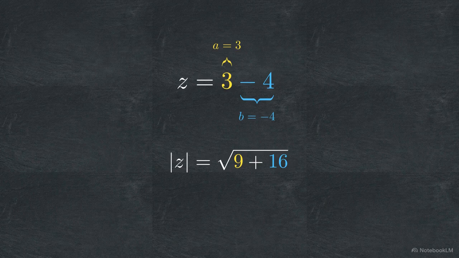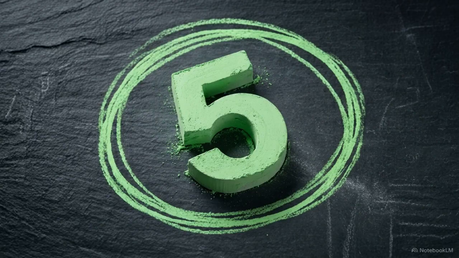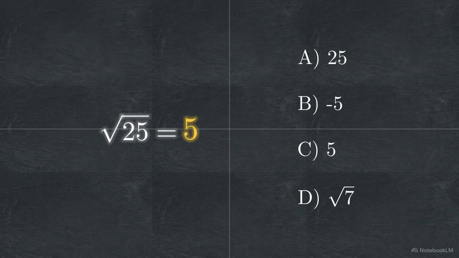Squaring 3 and -4 gives us 9 and +16. Combined, they simplify to the square root of 25. Following these steps yields an unambiguous result of 5. Now we can compare the multiple choice options against our calculated result.